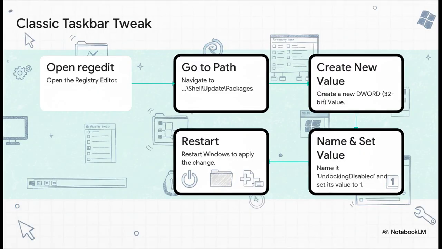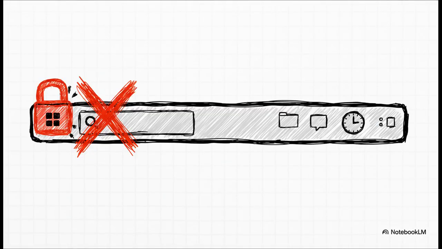If you're ready to proceed, here are the steps. You'll navigate to this very specific path in the registry editor, create a new value called Undocking Disabled, set it to 1, and then restart your computer. This forces Windows to use an older, classic taskbar. But, well, there's a catch. And it's a big one.